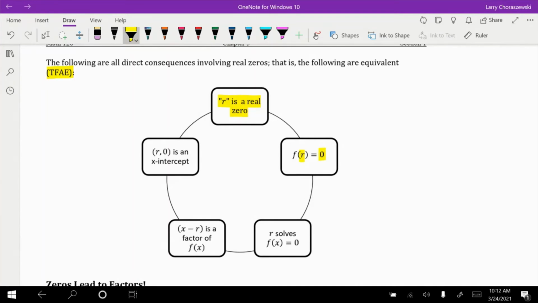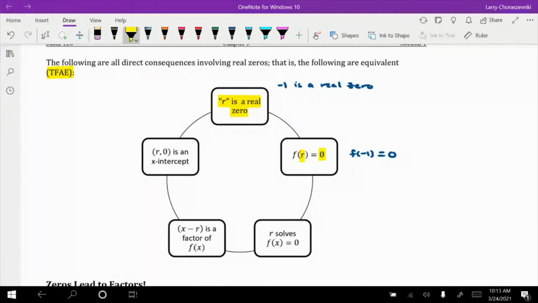So thinking back on that example that we just did, one of our zeros was -1. Okay, we saw that -1 is a real zero. I believe it was -1, right? Yeah. So since -1 is a real zero, it would mean that f of -1 equals 0. And we actually saw that when we worked out the arithmetic.